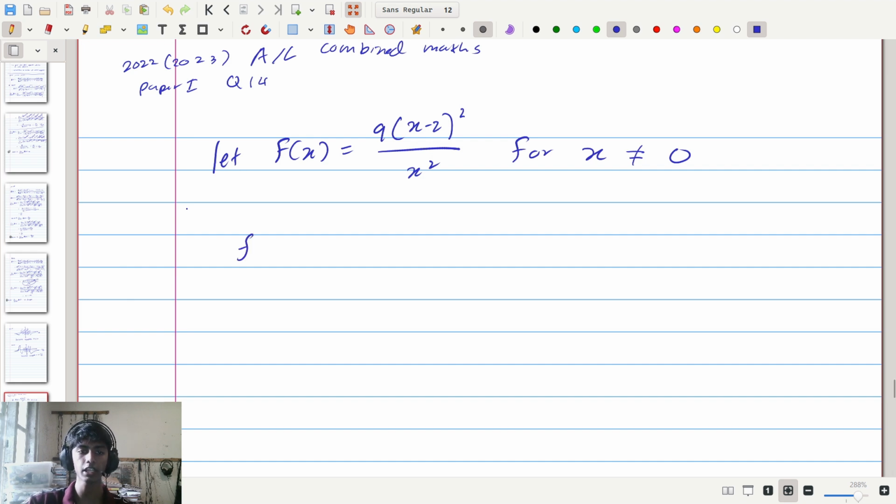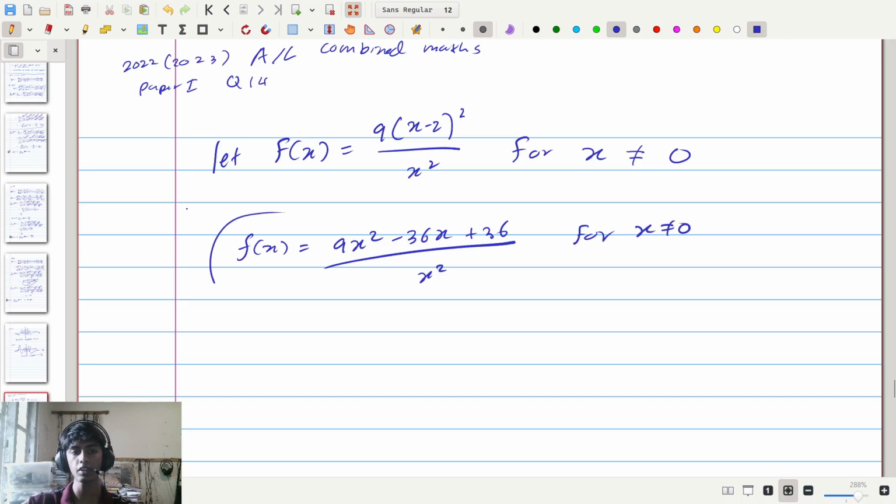So rewriting this a little bit, f(x) is equal to, squaring the inside, 9 times x squared, and then (x minus 2) squared is x squared minus 4x plus 4. So therefore we have 4 times 9, which is negative 36x, and then plus 36, divided by x squared. This is the simplified version of our function, of course, for x not equal to 0.